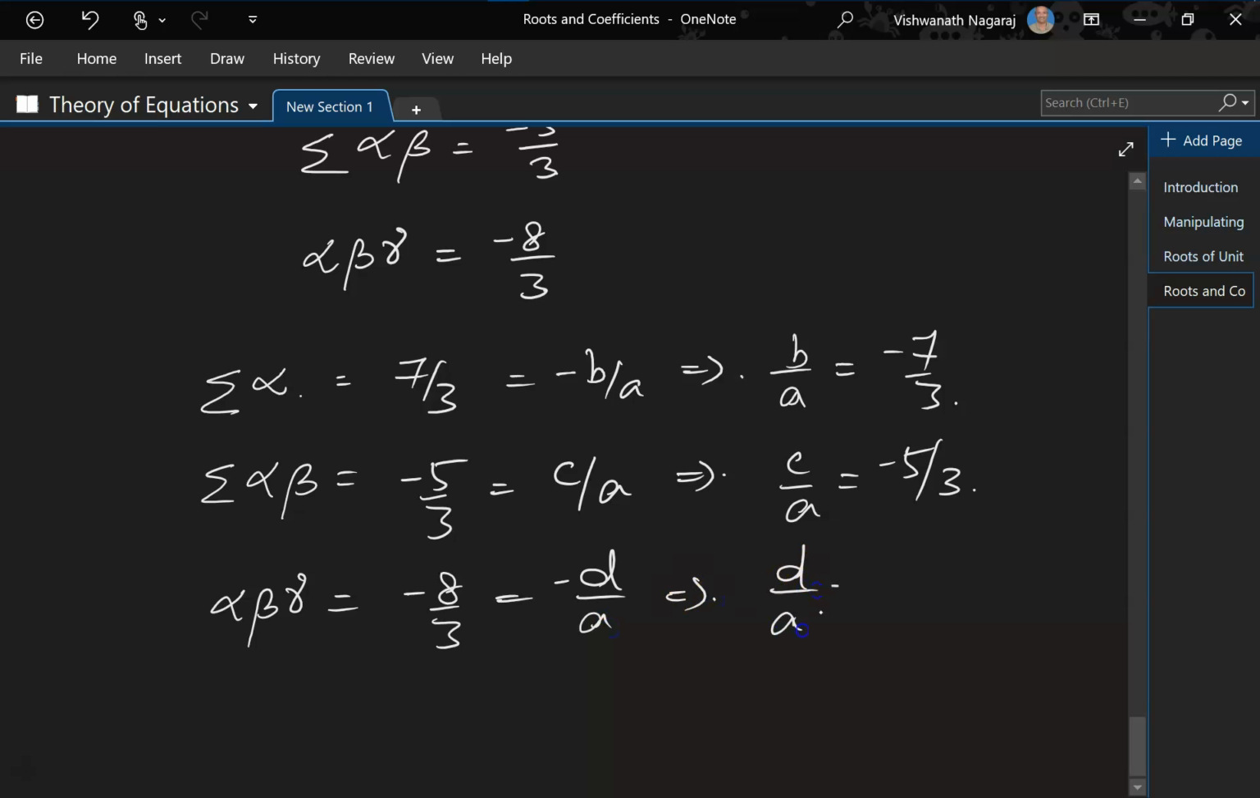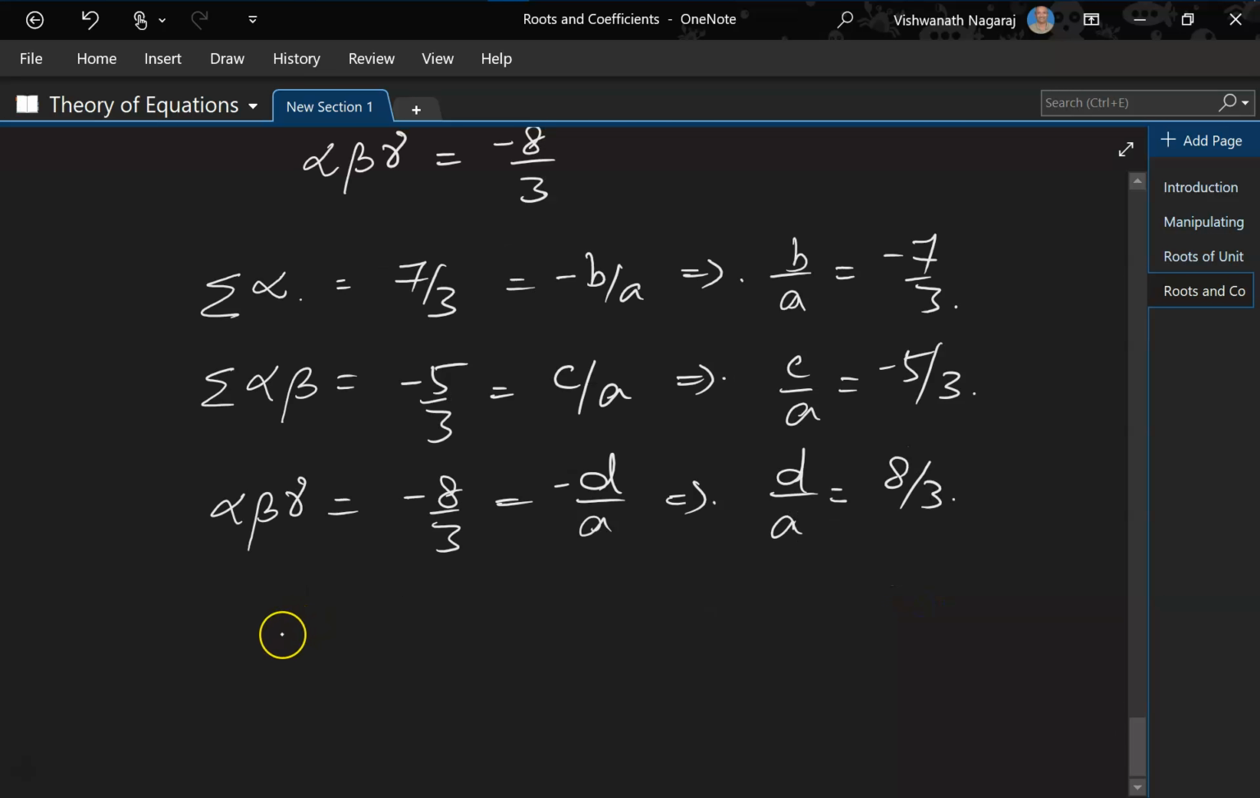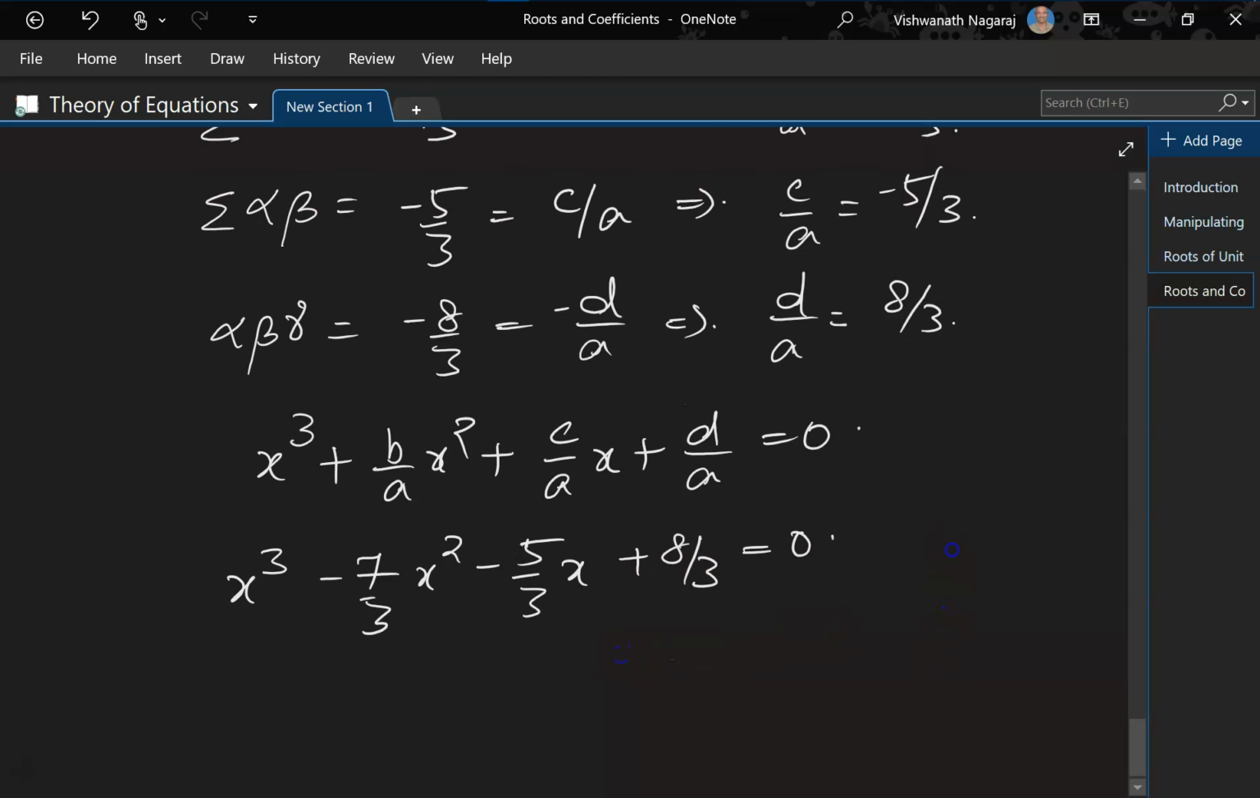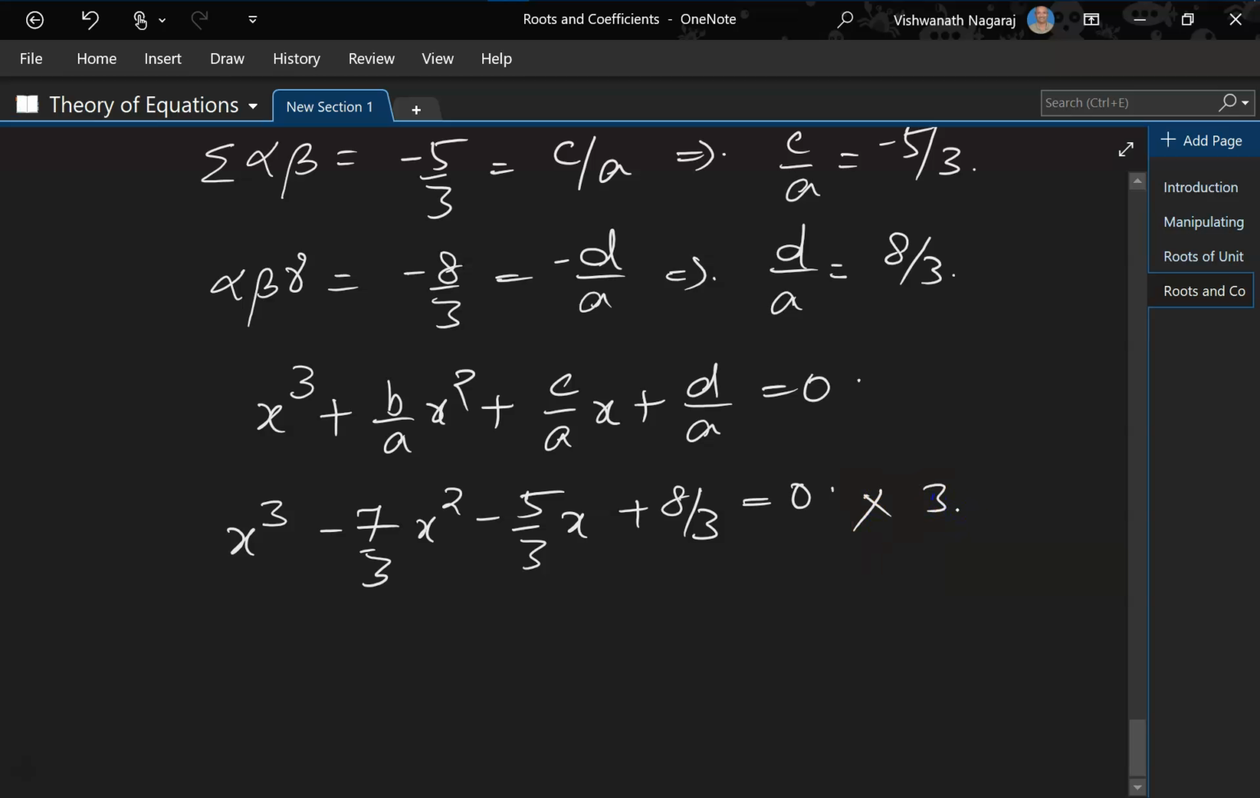So d by a is equal to 8 by 3. The equation x cube plus b by a x square plus c by a x plus d by a equal to 0 becomes x cube minus 7 by 3 x square minus 5 by 3 x plus 8 by 3 equal to 0. Now multiply throughout by 3, and we get 3x cube minus 7x square minus 5x plus 8 equal to 0. So given the relationship between the roots and the coefficients, we can figure out the equation.